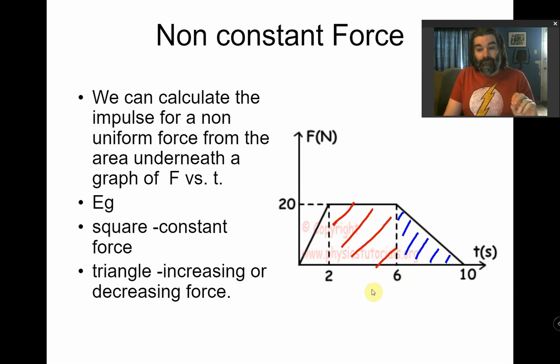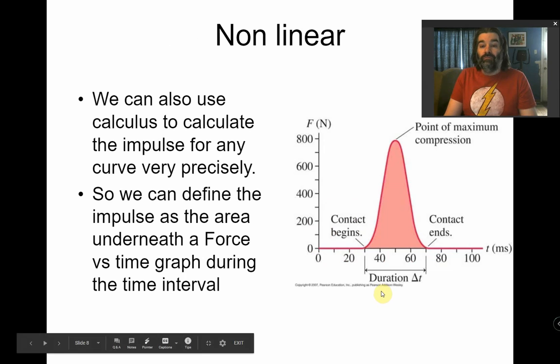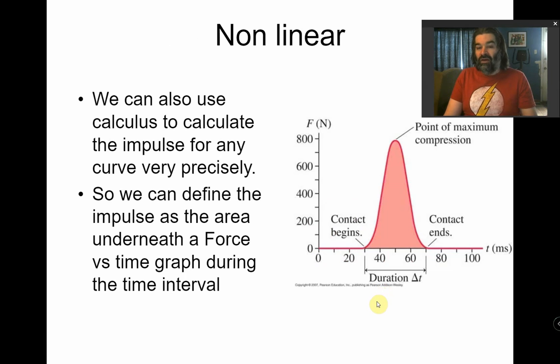Now, if you get it up, that means it's an increasing force. Triangle down means decreasing. A level, a square means it's a constant force. So we can use that with calculus now to find the impulse for any curve.